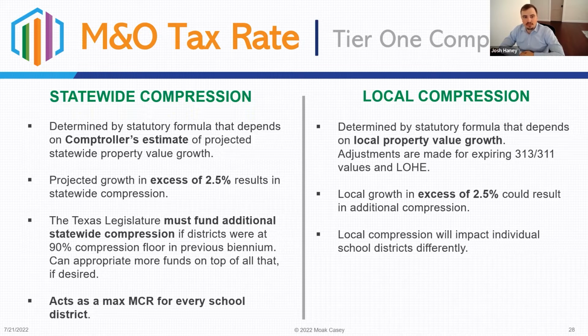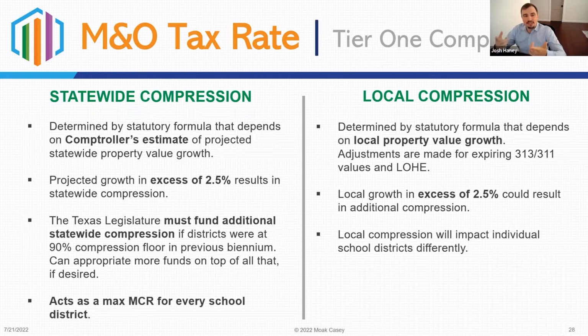The next bullet point there notes that the legislature has to fund some additional statewide compression if there's districts at that 90% floor. So Zapata, the example we just went through, went down to the 90% floor. That's a provision in House Bill 3. No district can be compressed down below that level. If a district is at that level, the state essentially saves money in the short term because they're not compressing that district down as much.